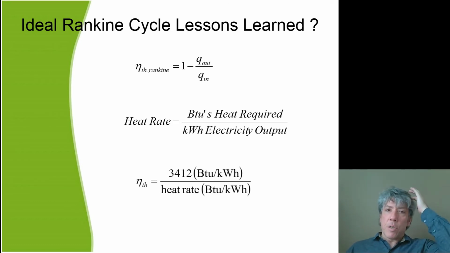Now, there is a relationship between thermal efficiency, which has no units, and heat rate, which has units of BTUs per kilowatt hour. And there's a conversion factor between the two naturally. So you see it here. The thermal efficiency is 3412 BTUs per kilowatt hour divided by the heat rate, which is in BTUs per kilowatt hour. And so the thermal efficiency, again, ends up being dimensionless.